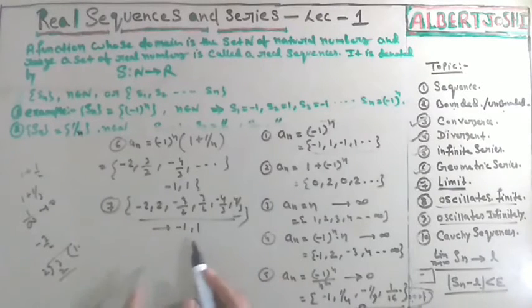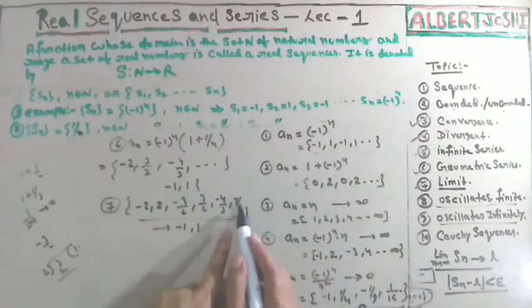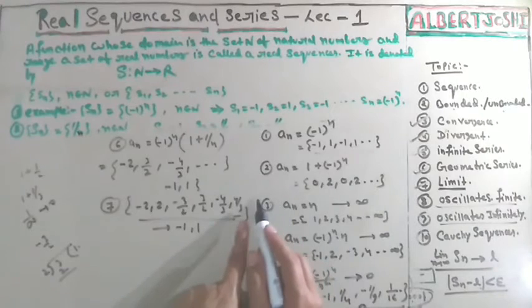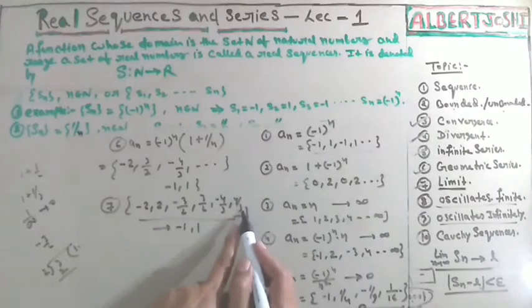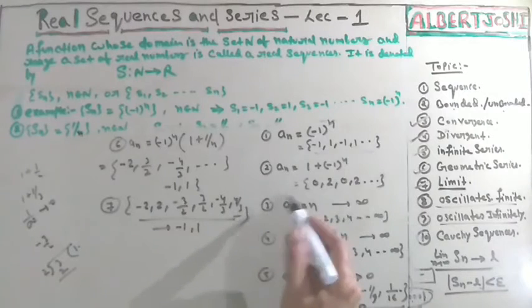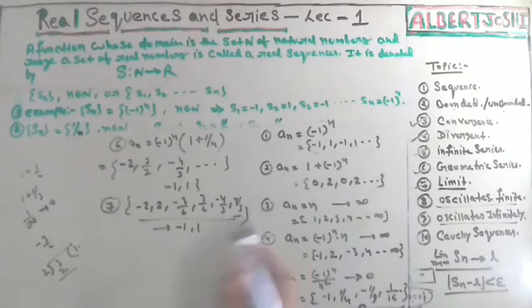3 upon 2, then 4 upon 3, then 5 upon 4, then 6 upon 5. So at the nth term, it will go to 1. You can also solve it. This is actually (n + 1) upon n.